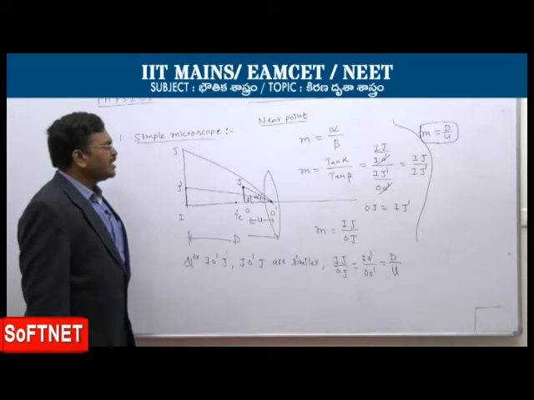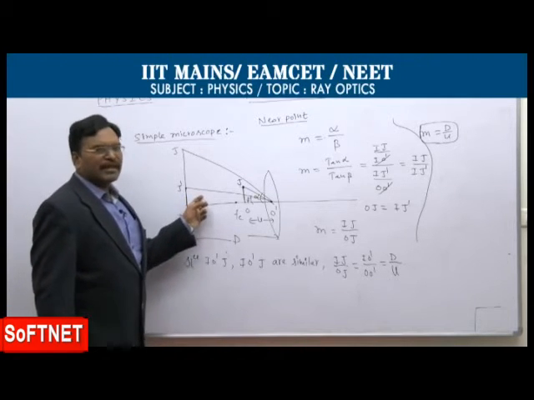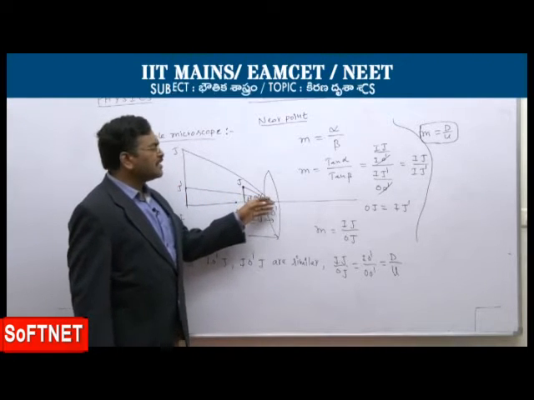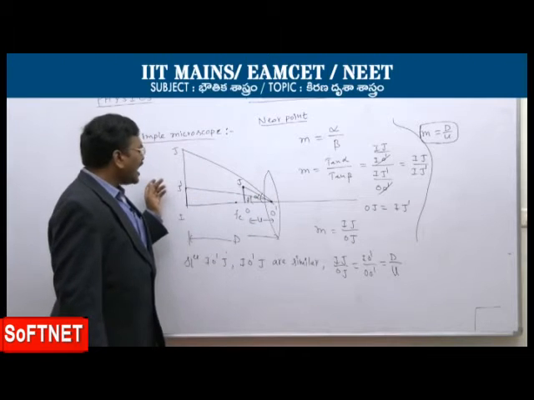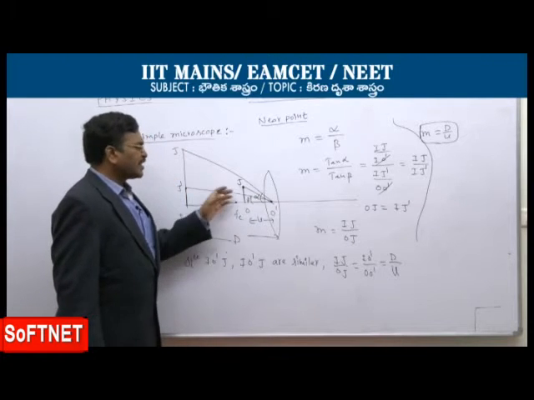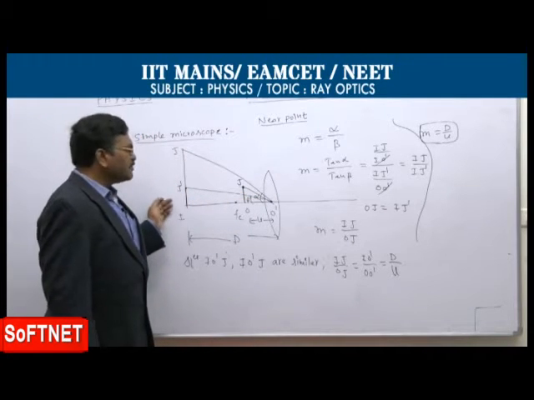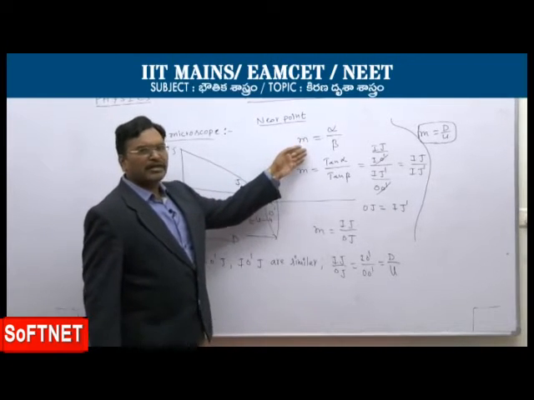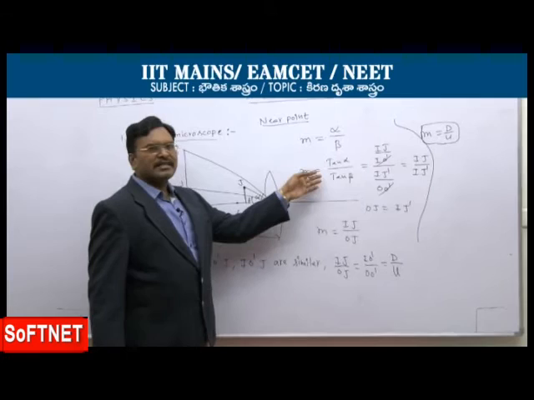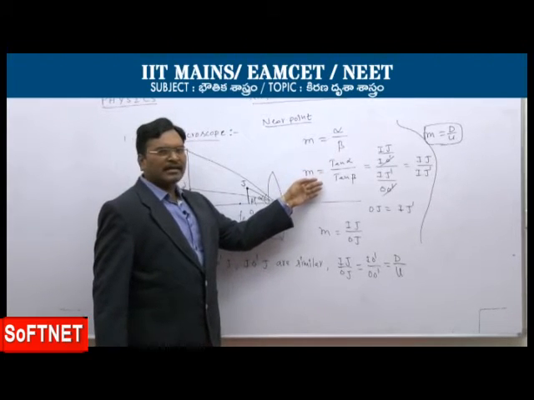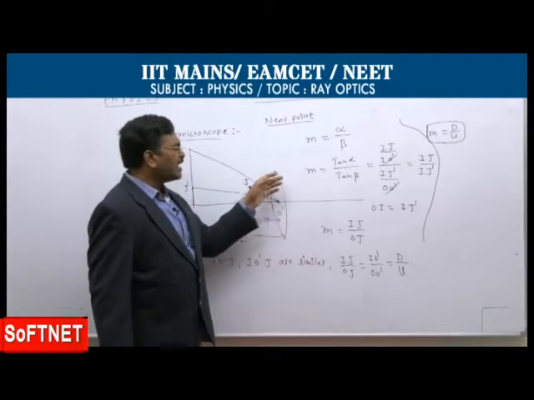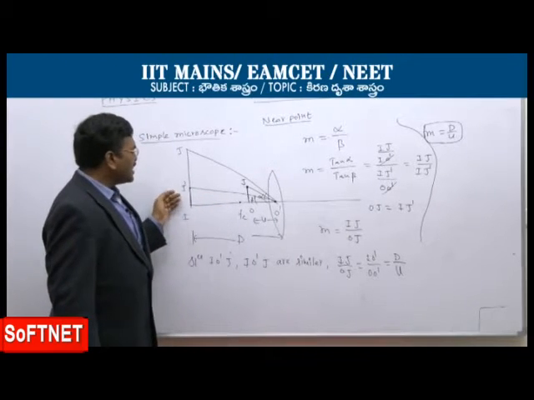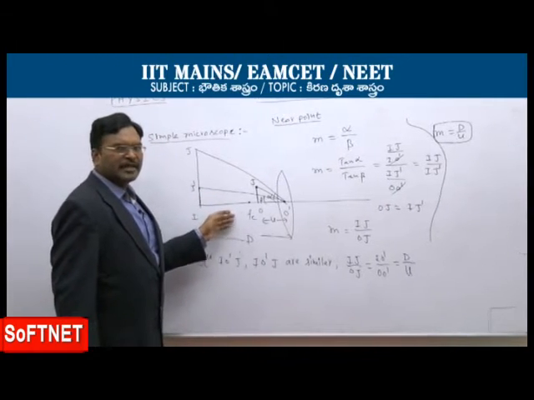What is magnification? It is the ratio of the angle subtended by the image at the optic center to the angle subtended by the object at the optic center when imagined to be at the near point. So m is equal to what? Alpha by beta. For small angles, tan alpha by tan beta. Now tan alpha is equal to what? Opposite side by adjacent side. Ij by OO'.